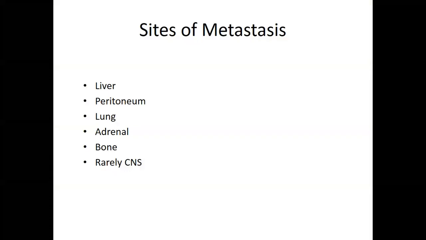Now let's see where the metastasis take place. It can deposit into the liver as a pretty common site. It can go to peritoneum. It can get to lung. It can go to adrenals. It can go to bone. Very rarely it gets to CNS.